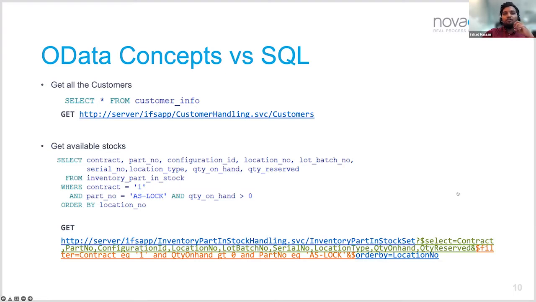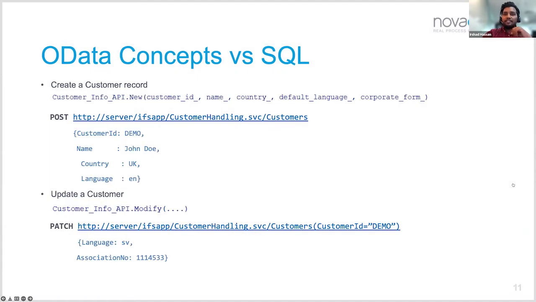So we've looked at how you query data in OData, and let's look at a transaction. Let's see how I can create a record in OData. In IFS Apps 9, if I want to create a customer record, I would just call this Customer_Info_API.New PL/SQL method and pass my parameters. In OData, you would send an HTTP POST request to this endpoint, and you send the data required to create the record in the HTTP body. Similarly, if you want to update a record, you send the updated value in the body, but this time it will be an HTTP PUT request.